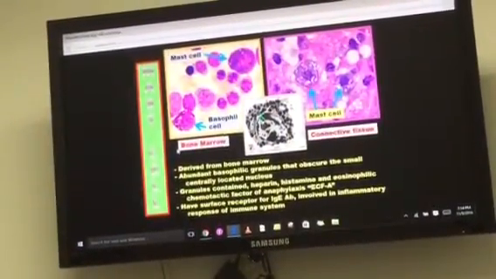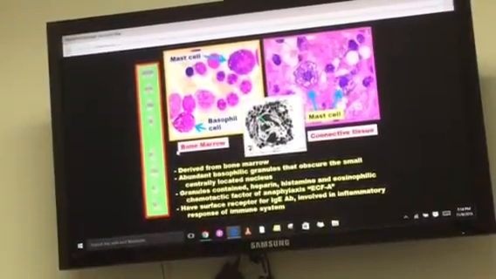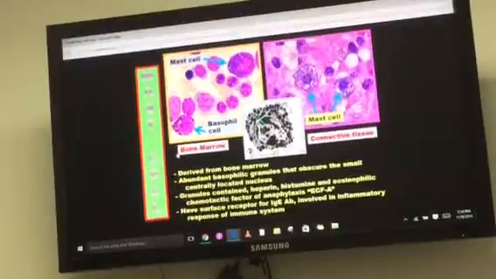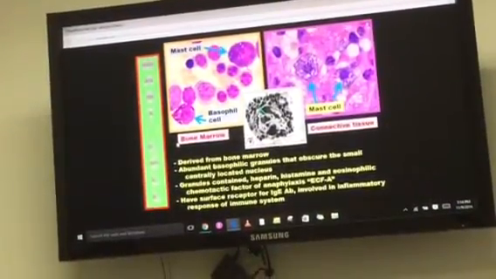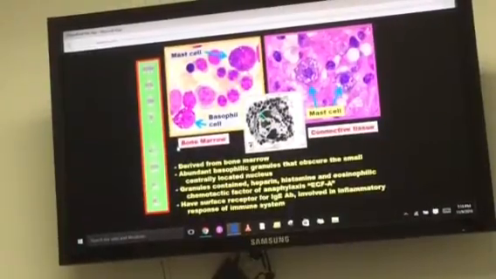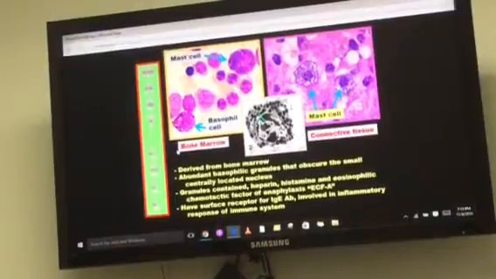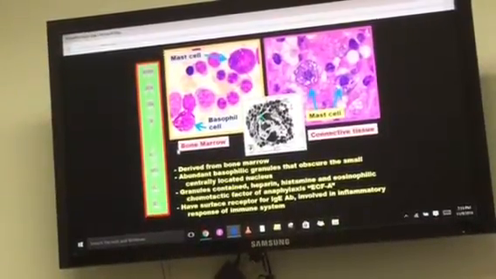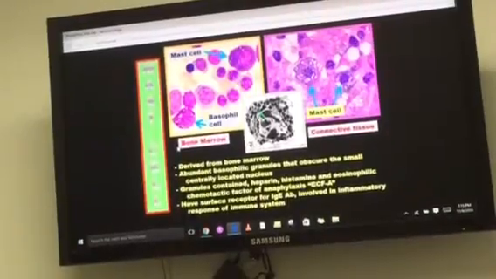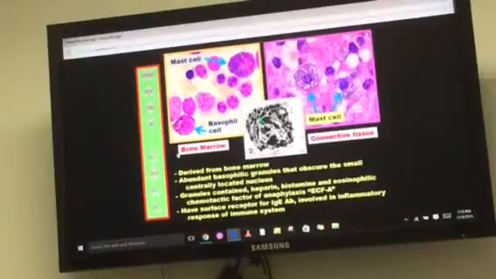Okay, and the wandering cells. So we have mast cells. They're derived from marrow, abundant in basophilic granules. The granules contain heparin, histamine, and eosinophilic chemotactic factor of anaphylaxis, right? ECF-A, which is also known for that short term. All right.